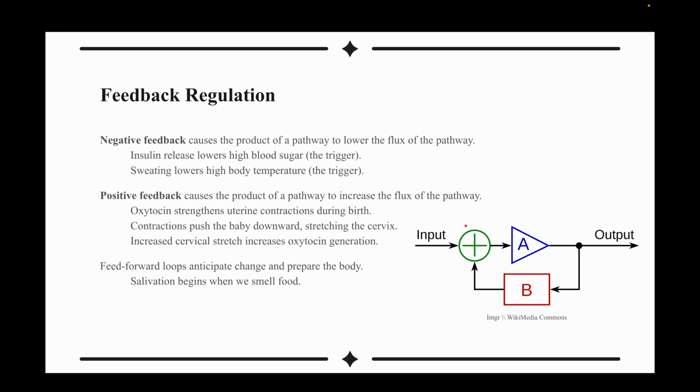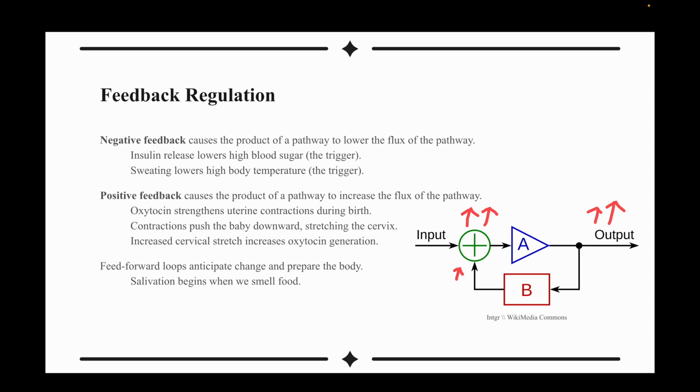So the input here is the cervical stretch. As the cervical stretch increases, we go through the pathway and we increase the output of oxytocin. The increased output of oxytocin will actually cause more cervical stretch because it helps the baby get pushed downward through the vaginal canal. That will release more oxytocin, and this path will keep repeating until the baby is delivered. And that's what will end this positive feedback loop.